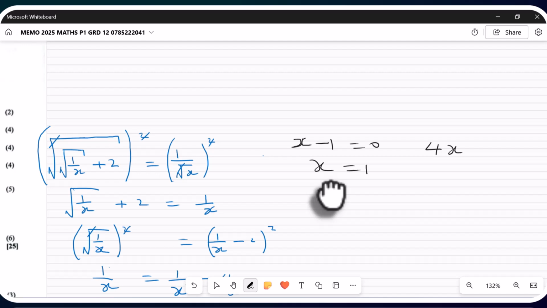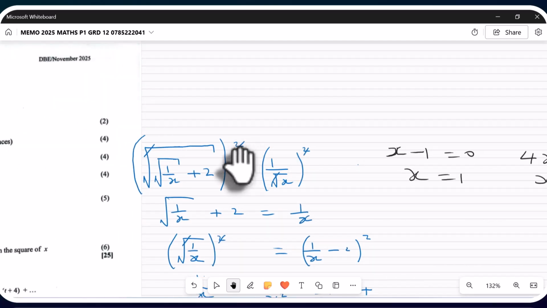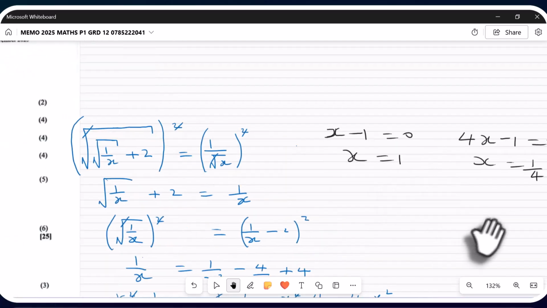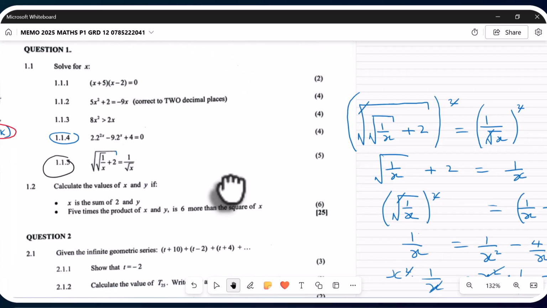Let's check with that question here. 1 and a quarter. Now if you put in 1 this side of the equation and put in 1 here, you don't get the same answer. And if you put in a quarter, you get the same answer. So in other words, our answer here is going to be x equals 1 over 4, and x is not equal to 1.